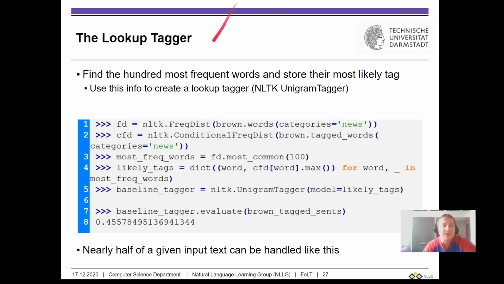And how are we going to implement this? We take the words from the Brown corpus in the category news. We make a frequency distribution because we want to get the most frequent words. Then down here, indeed, we take the most frequent words. We also make a conditional frequency distribution of the tagged words in the Brown corpus.